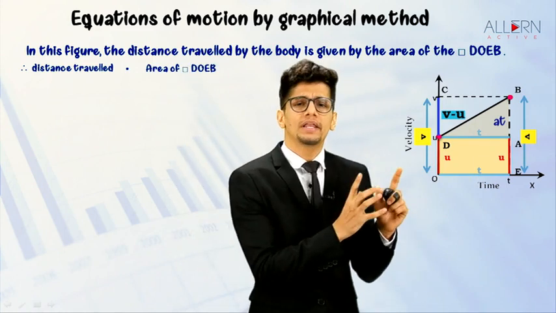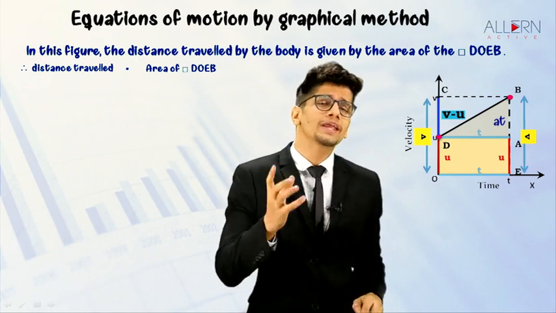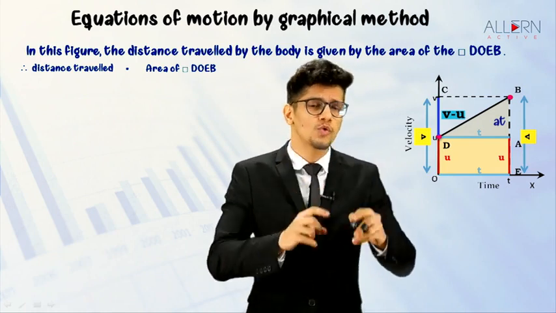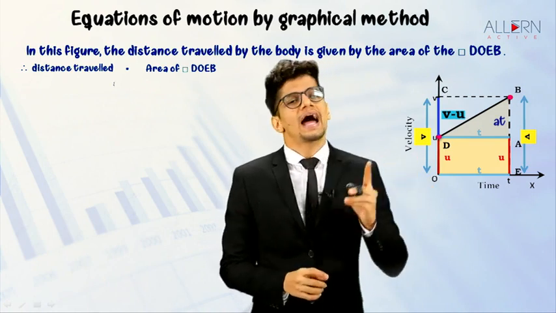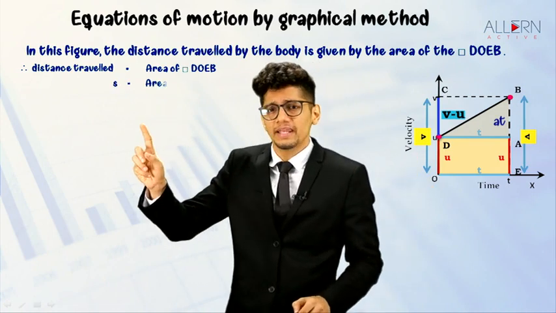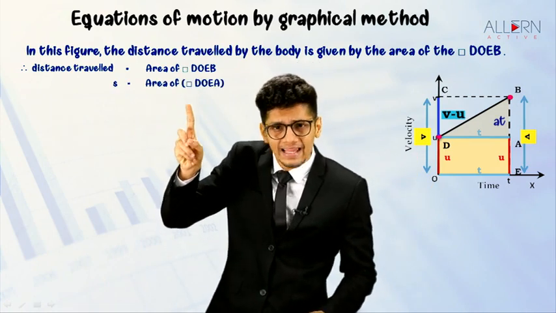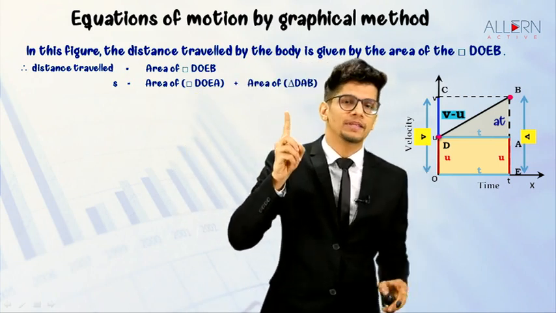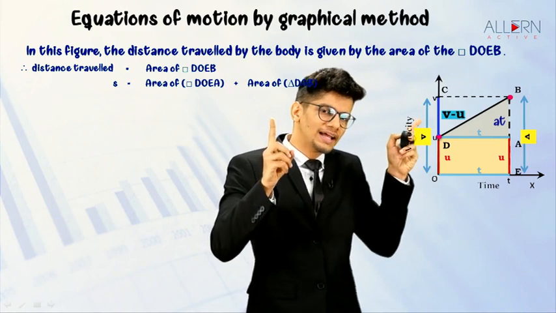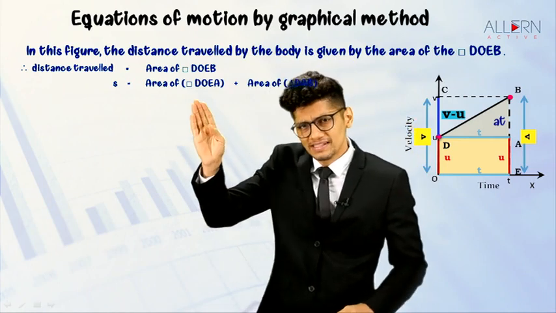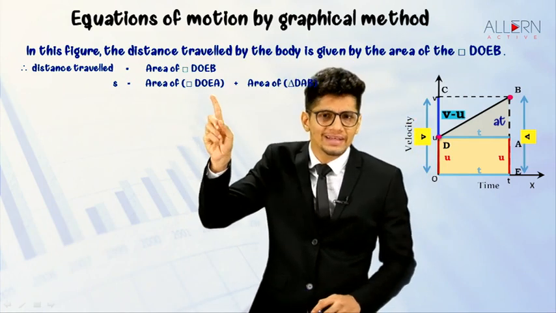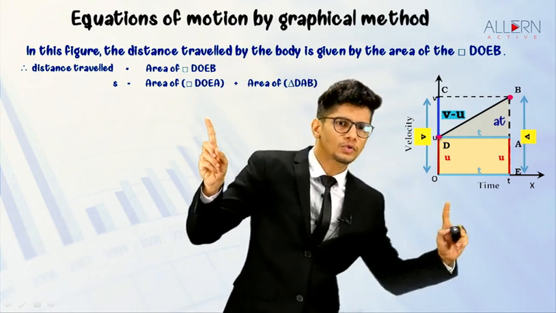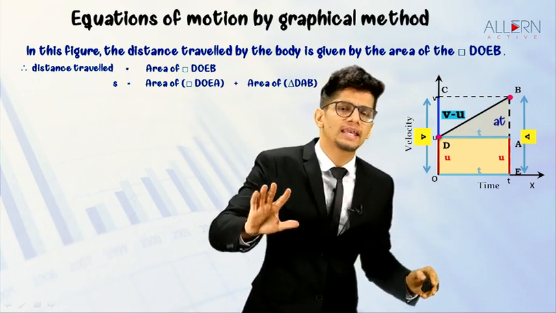But if you see properly, the area of quadrilateral DOEB is a combination of two figures, that is a rectangle and a triangle. That means S will be equal to the area of rectangle DOEA plus the area of triangle DAB. So this is the rectangle and the triangle at the top. Now we know that this is length into breadth. We have two lengths and two breadths. You can take any one of them.